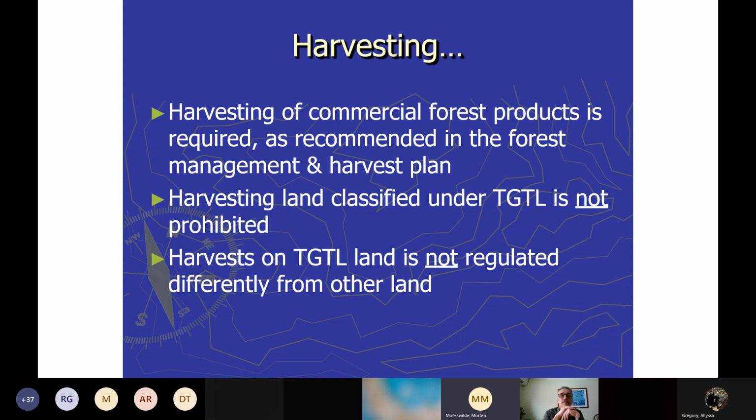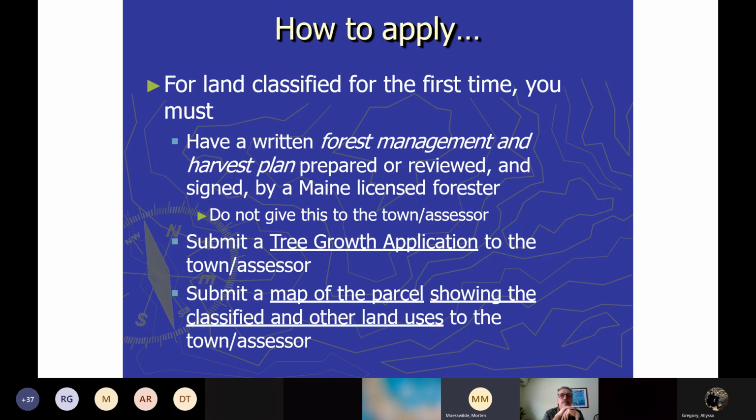If you're applying for land for the first time, you have unenrolled land that you now want to enroll or put into tree growth, there are a few steps that you need to take. The first step really is probably to have a written forest management and harvest plan prepared and make sure that you understand what your options are for management.